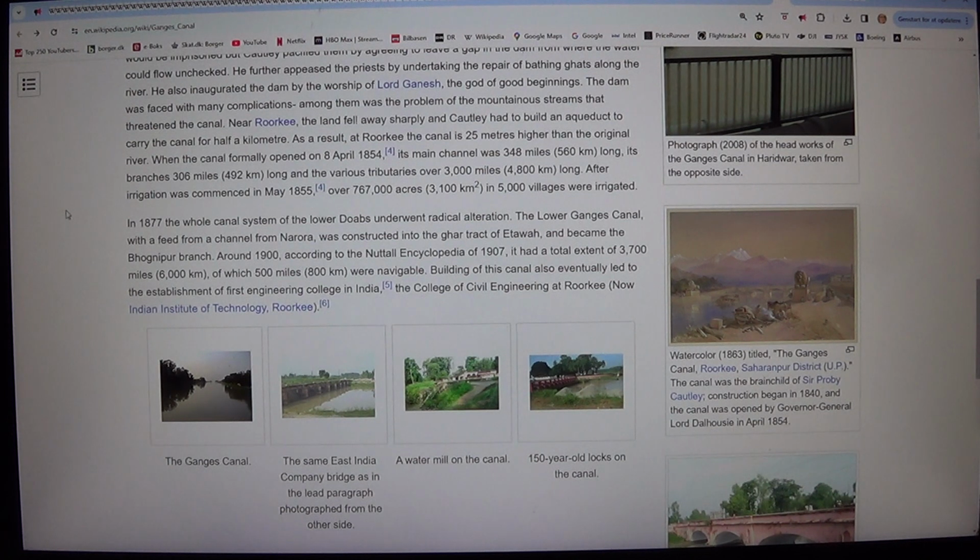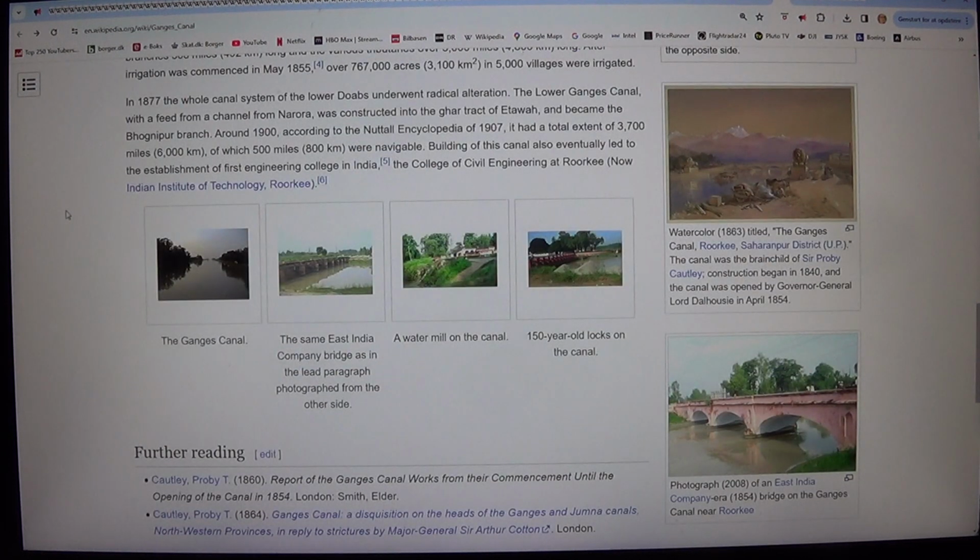After irrigation was commenced in May 1855, over 767,000 acres, 3,100 kilometers, in 5,000 villages were irrigated. In 1877 the whole canal system of the lower Doab underwent radical alteration. The Lower Ganges Canal, with a feed from a channel from Narora, was constructed into the Gar tract of Etawah, and became the Purnupa branch.